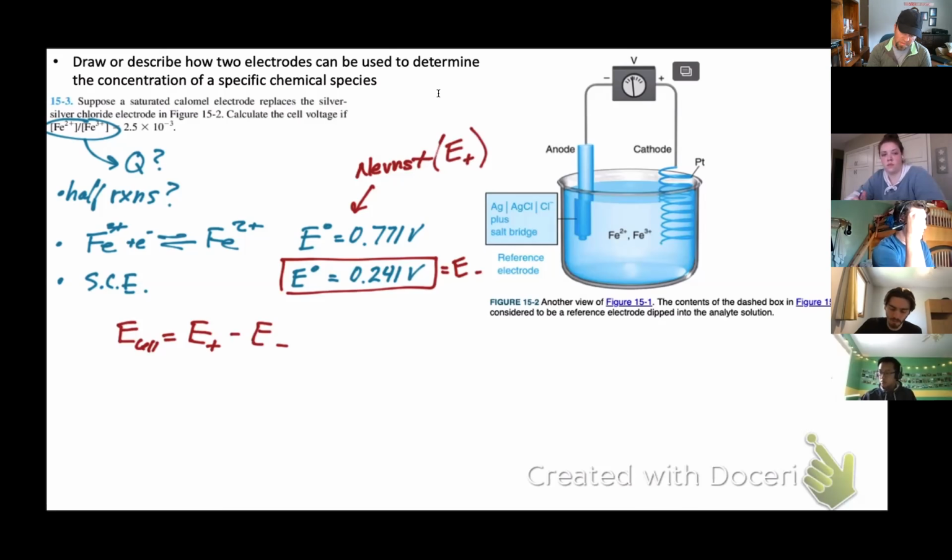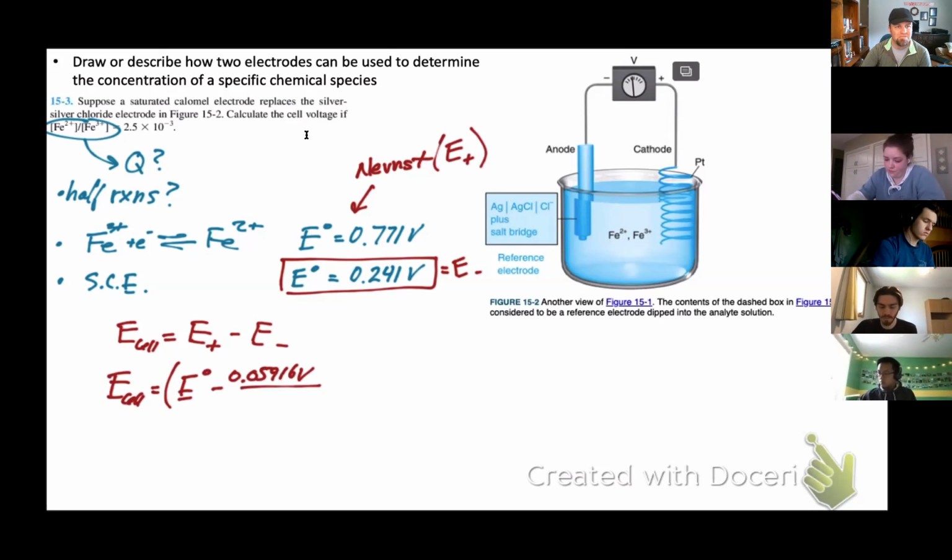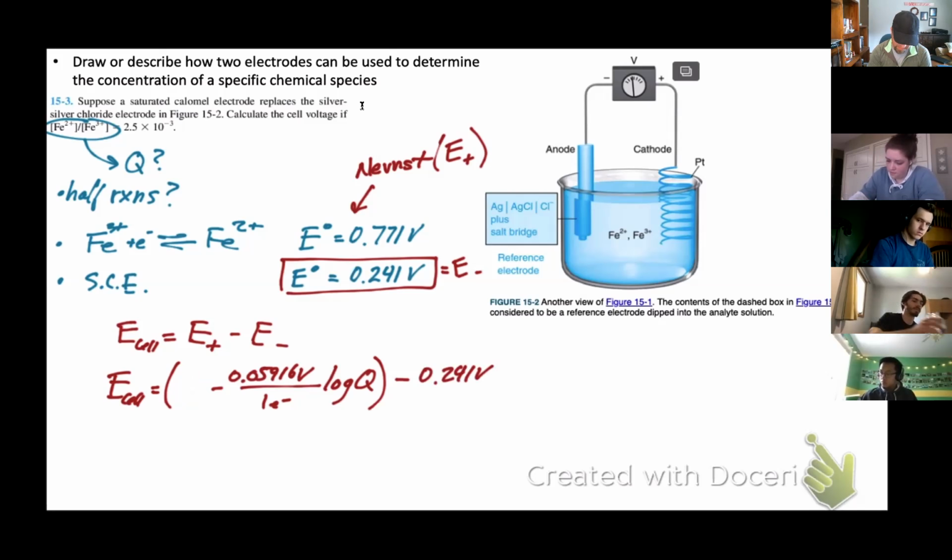Okay. So let's set this up then. Our E cell is going to be equal to our E standard minus 0.05916 volts over 1 electron times the log of Q, minus our E minus, or the 0.241 volts. So really all we have to do is substitute in the value. We know that our standard is 0.771 volts. So we just have to take a look at our value for Q.